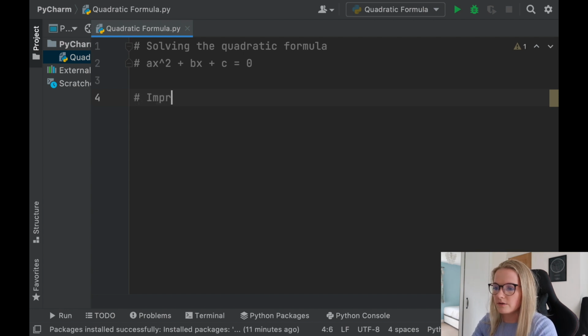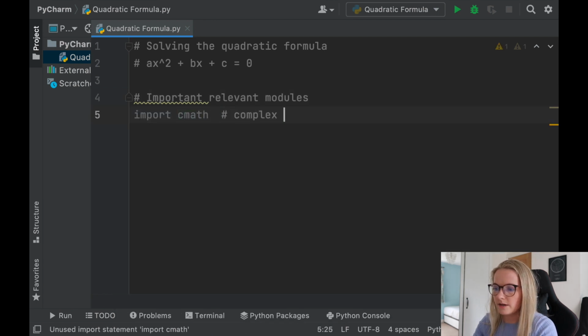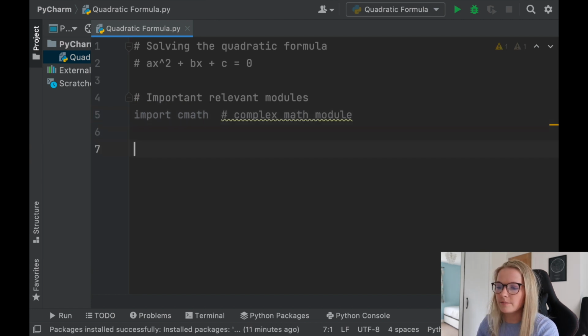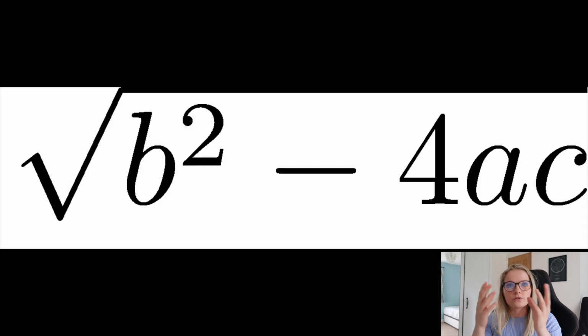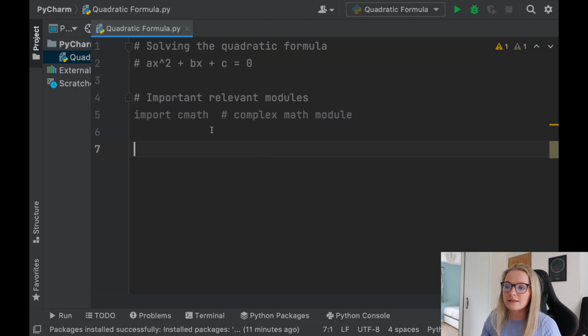So we'll start by importing the relevant modules. All we're going to do is import cmath. This is the complex math module, the c is for complex. So this helps us to deal with imaginary numbers. For those of you that don't know, you can actually get imaginary numbers from quadratic equations. That's when the discriminant, which I'll put on the screen now, is negative inside the square root, you get imaginary numbers. And this cmath module will account for that. Okay, so we've imported all the relevant modules we need.